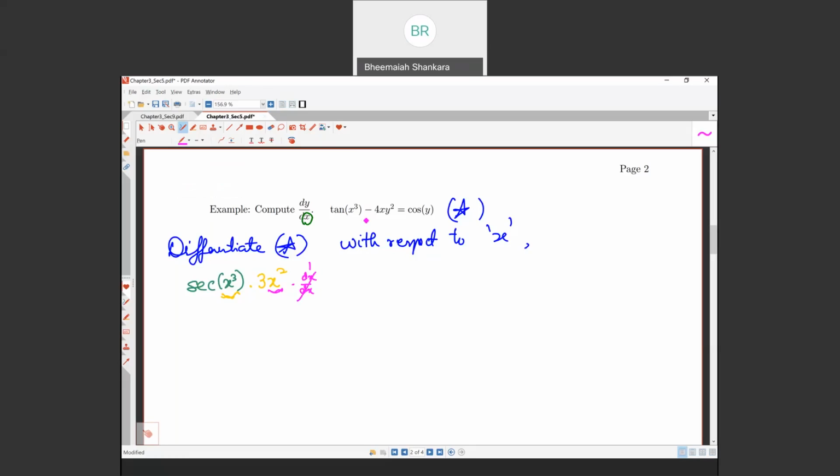Then you have a negative sign. So let me write that negative sign. And then I want you to read the function carefully. It's 4x times y square. So it's a product of two functions, hence the product rule.